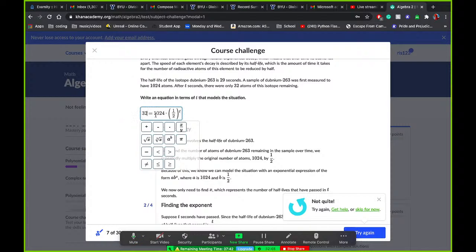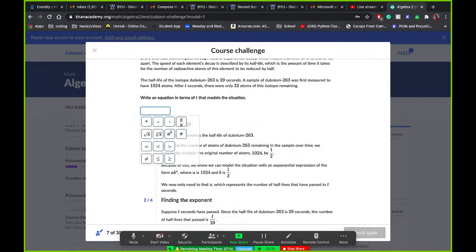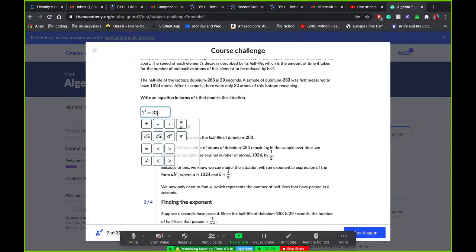So we have 32 divided by 1024. And then we're trying to do it in terms of t, so I'm pretty sure we would have to use logarithms to do that. So that would be, it's just 5. But you can just write 2 raised to t is equal to 32. I don't think that would work. But let's try it. Yeah, it's not gonna work.